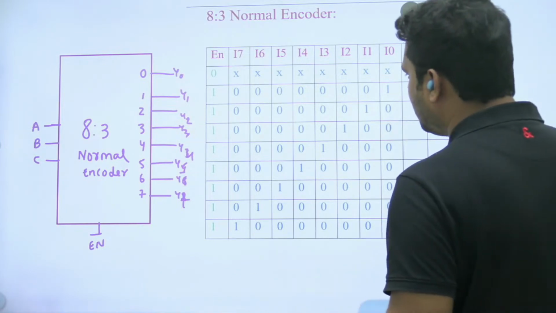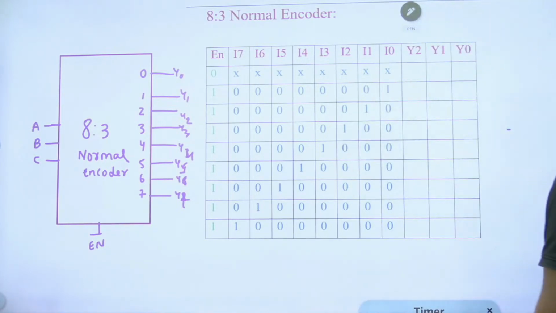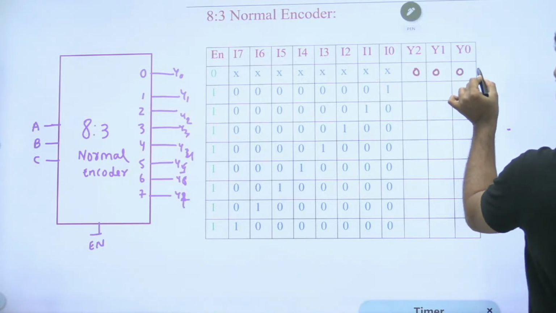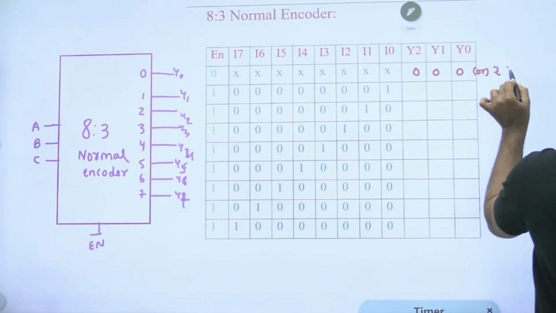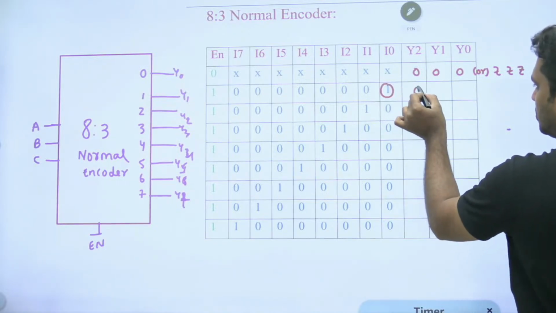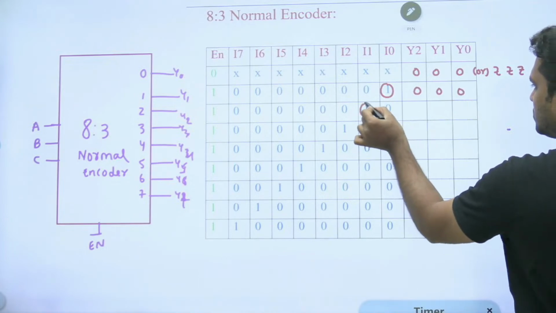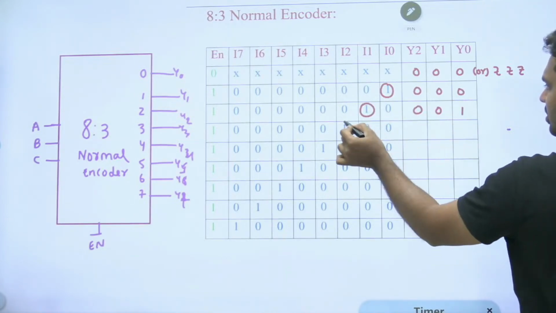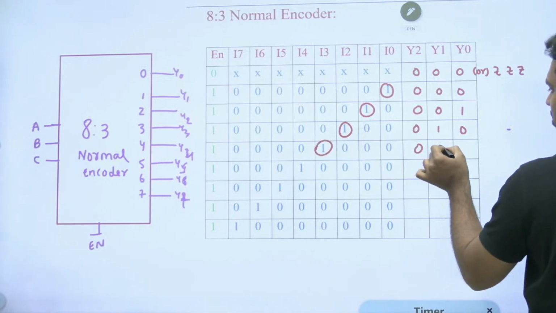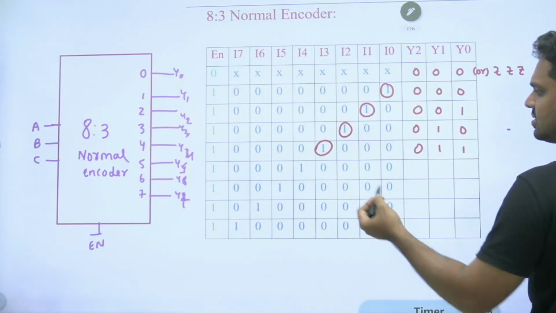Here, first let me explain how this will work. When enable is 0, it can be anything, you get all zeros, or you can say all high impedance state, depending on your design requirement. When I0 is 1, your output is 0, 0, 0. When I1 is 1, your output must be 0, 0, 1. 0, 1, 0. So when I2 is 1, it will generate its corresponding code.